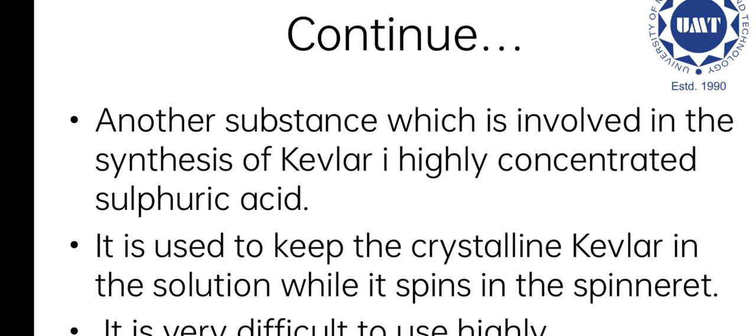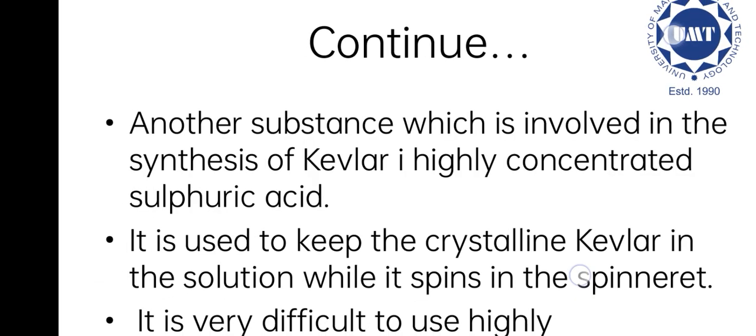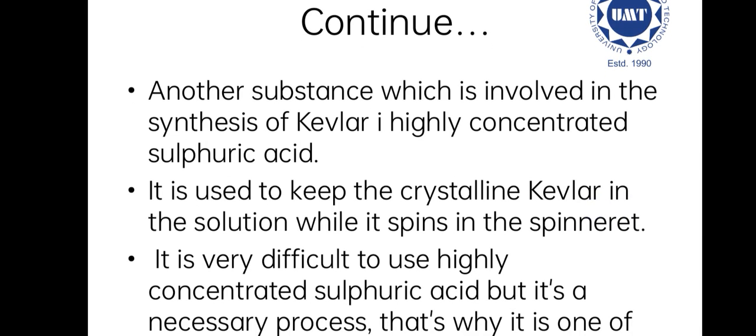Another substance involved in the synthesis of Kevlar is highly concentrated sulfuric acid. We're not using dilute sulfuric acid, we're using concentrated sulfuric acid in the formation of Kevlar fabric. It is used to keep the crystalline Kevlar in the solution while it spins in the spinneret. And why are we using sulfuric acid? Because we want to keep crystals of Kevlar in the solution when it spins in the spinneret.